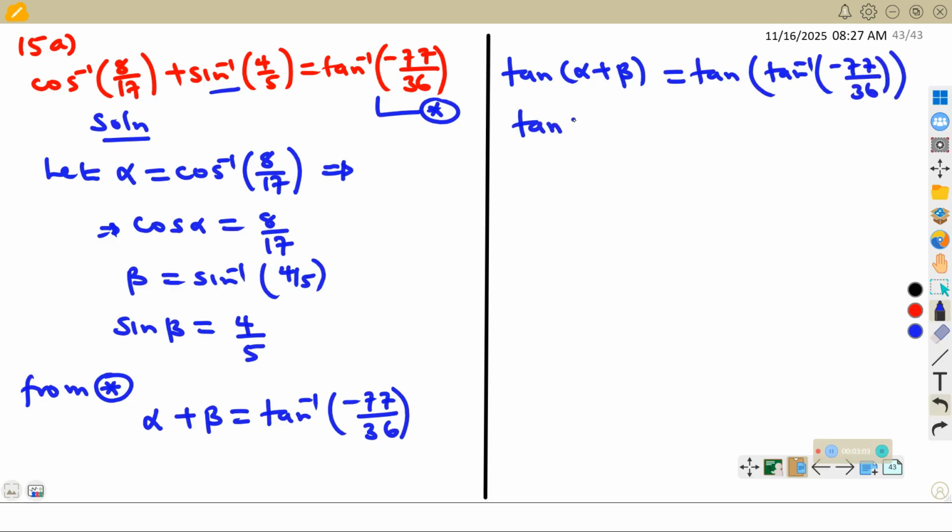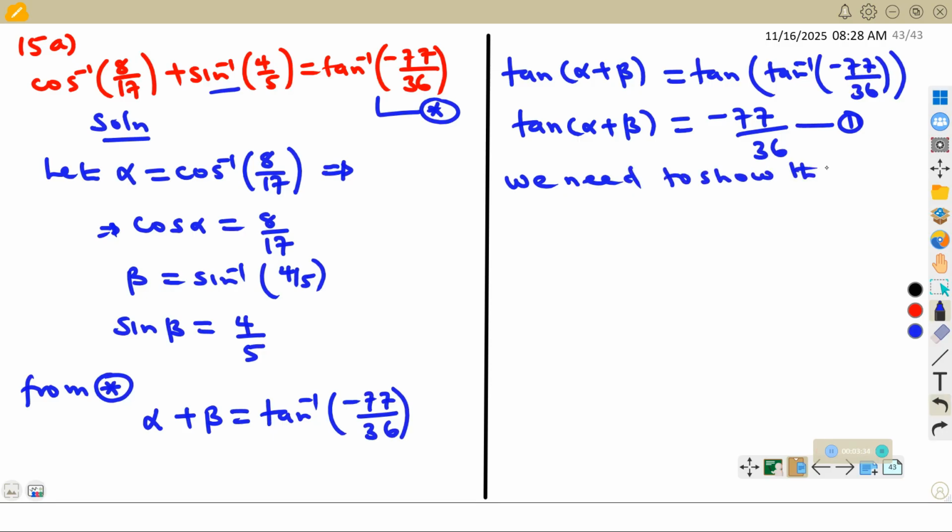So our interest is to show that tan of alpha plus beta is equal to negative 77 over 36. So this is our main target. This is what we need to show: that tan of alpha plus beta is equal to negative 77 over 36.